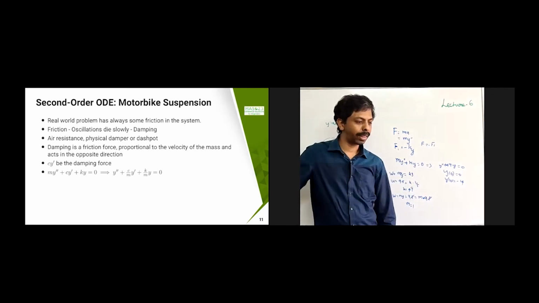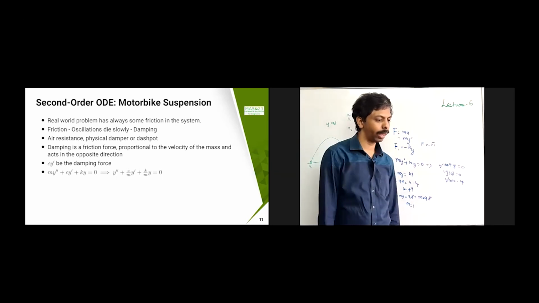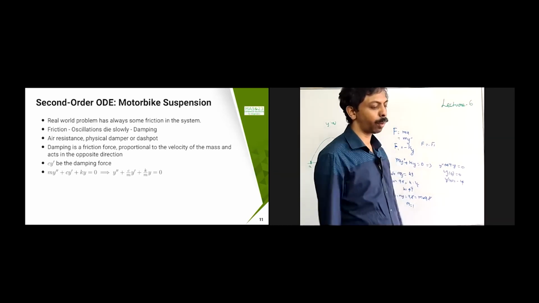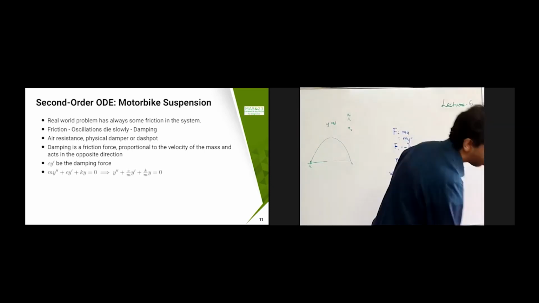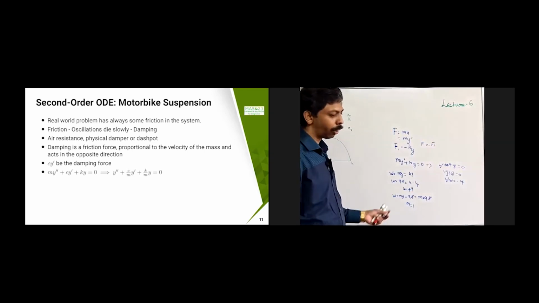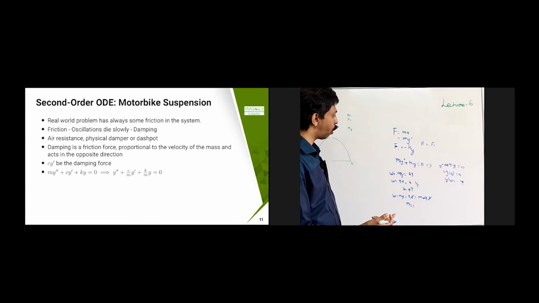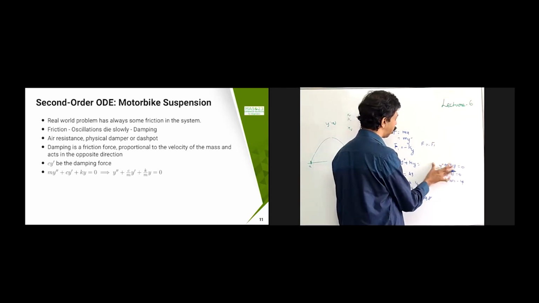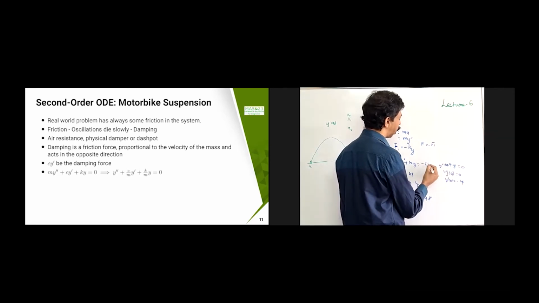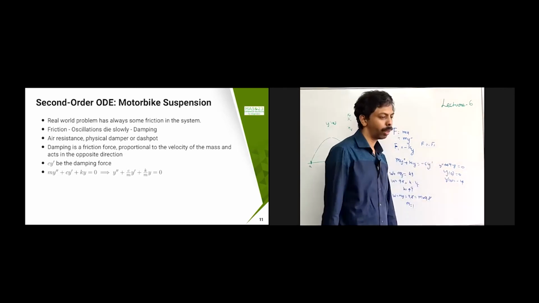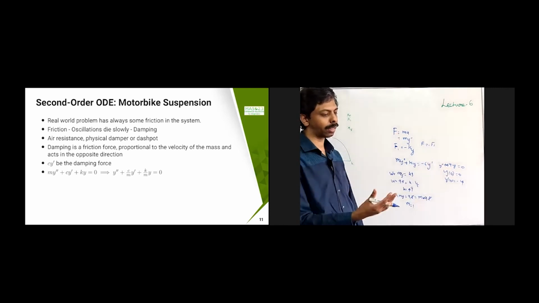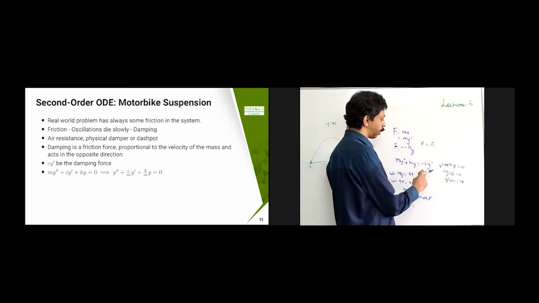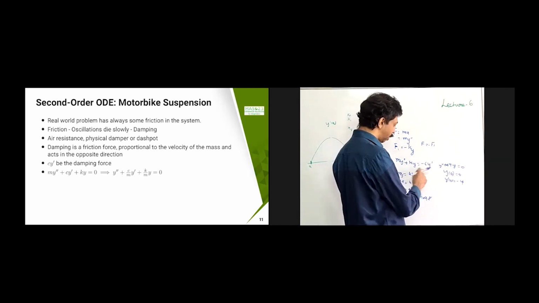Now, what is damping? Damping is a friction force which is proportional to the velocity of the mass and acts in the opposite direction. Therefore, you are going to get one more term over here, and that is going to be Cy dash, because it is proportional to the velocity of the mass and acts in the opposite direction. Therefore, this is going to become minus Cy dash.